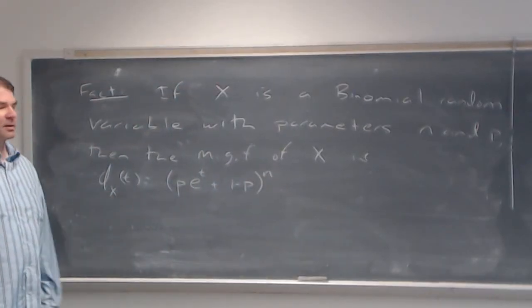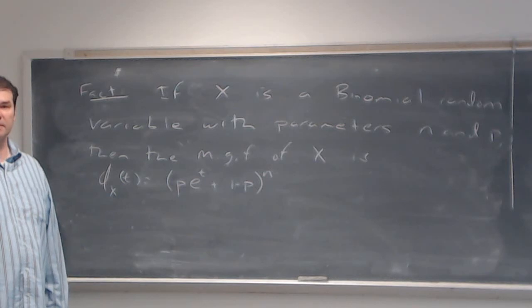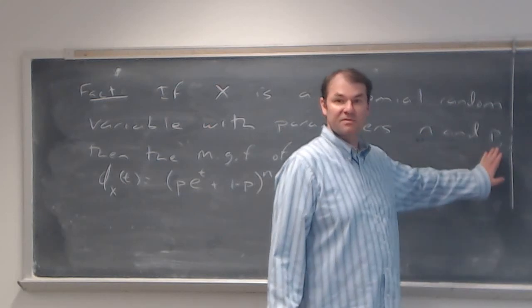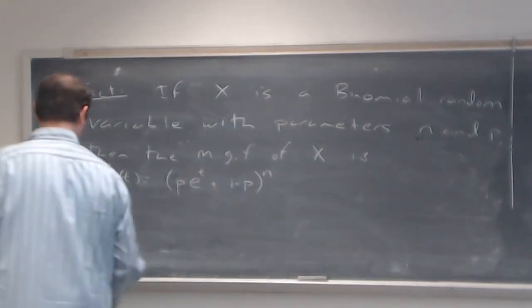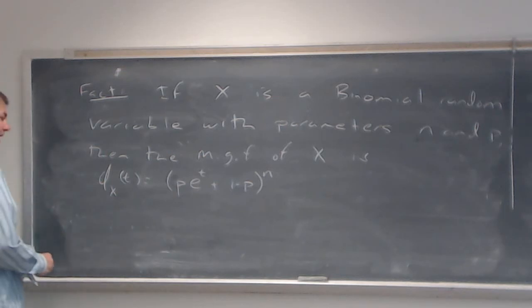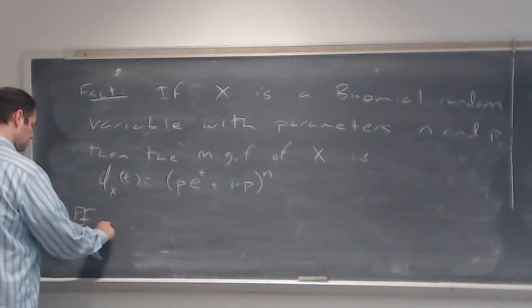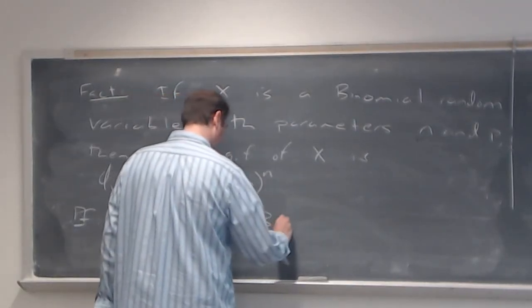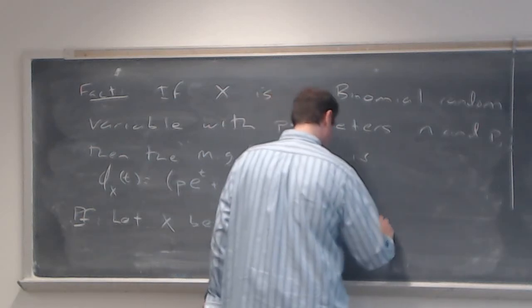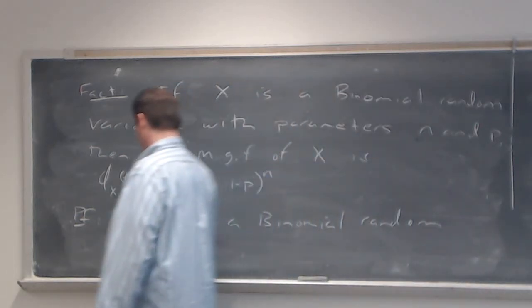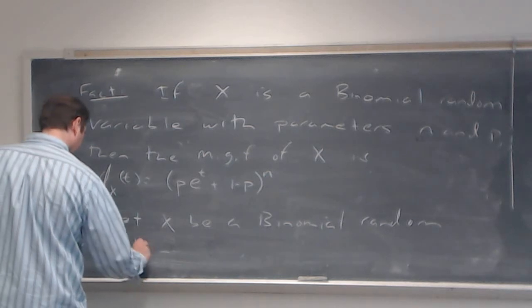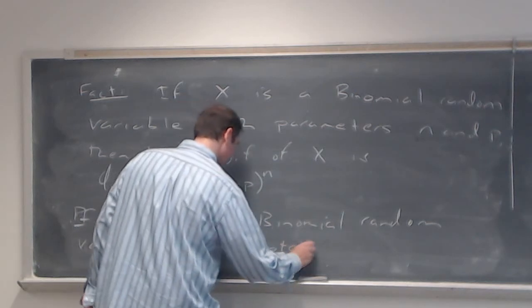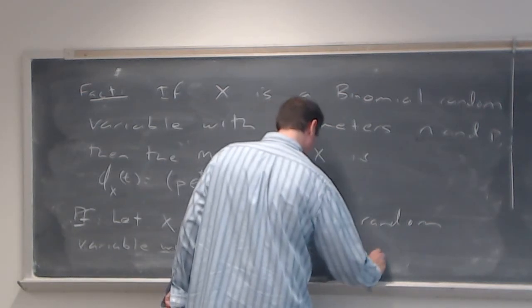Remember what a binomial random variable is: you perform a Bernoulli experiment n number of times, and you count the number of successes with the chance of success p. So we're saying this is the moment generating function. So let's make sure that's right. So, proof of it. Let x be a binomial random variable with parameters n and p.